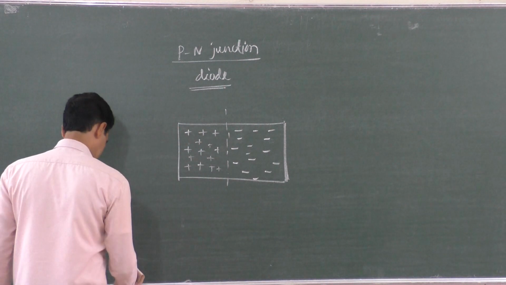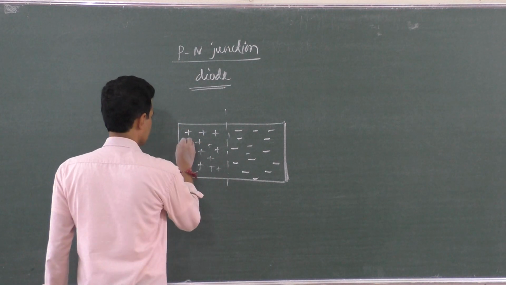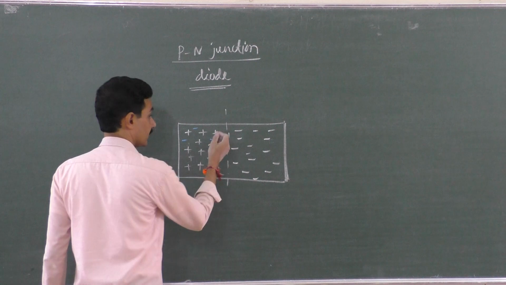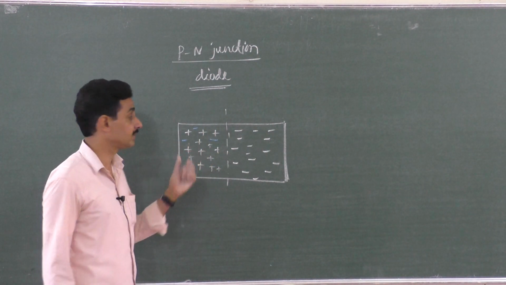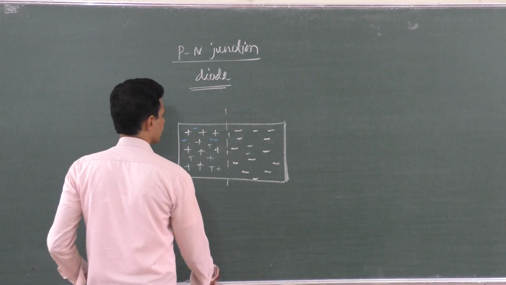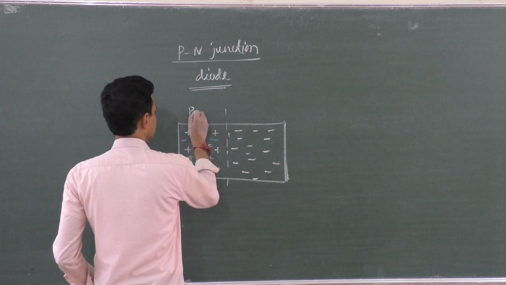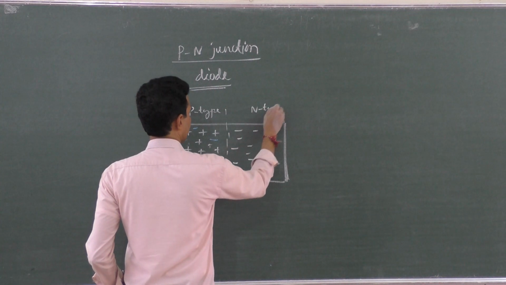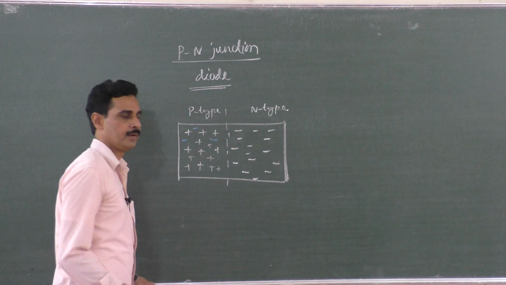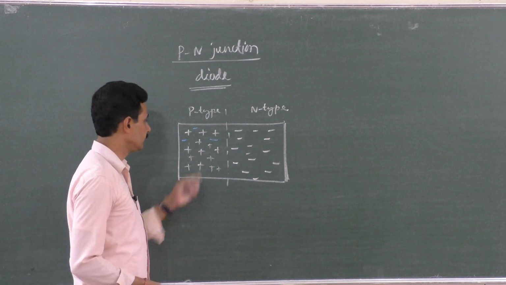Sir, what about this side? Will it contain some electrons? Yes, there are some, because minority carriers are electrons. Sir, how come electrons here in the P side? This is P-type semiconductor. This is doped with the trivalent and this is doped with the pentavalent. So we have P-type and N-type. How come electrons here? Very few.